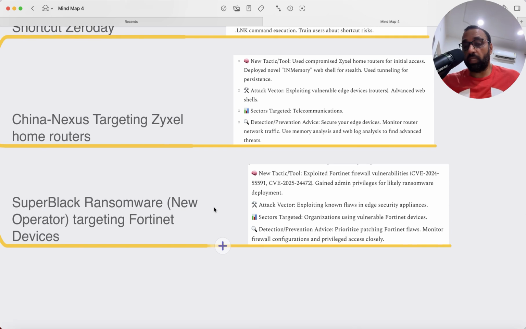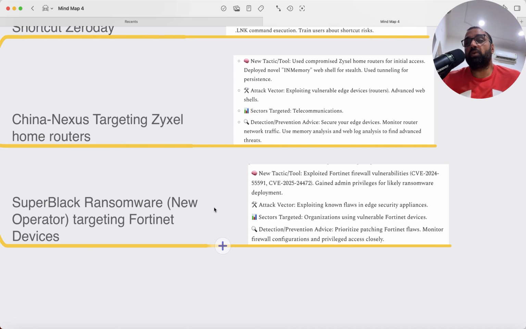Also, on the Fortinet device side, a ransomware called SuperBlack is targeting specific Fortinet firewall vulnerabilities that allow them to gain admin access for ransomware deployment. They are targeting the vulnerable Fortinet devices worldwide. So please patch your Fortinet devices. It's a cybersecurity company.